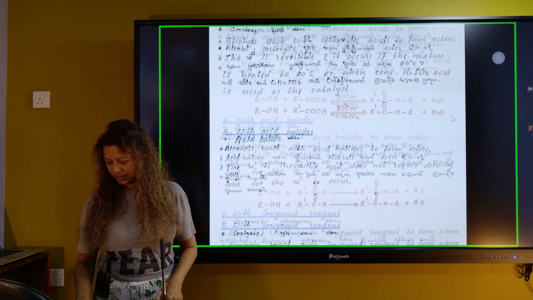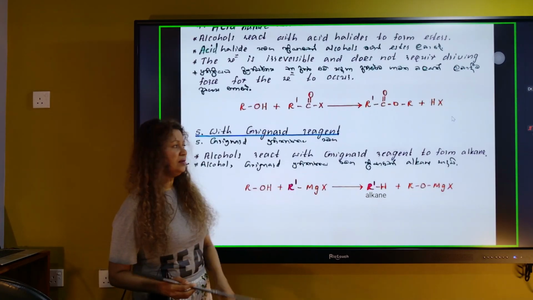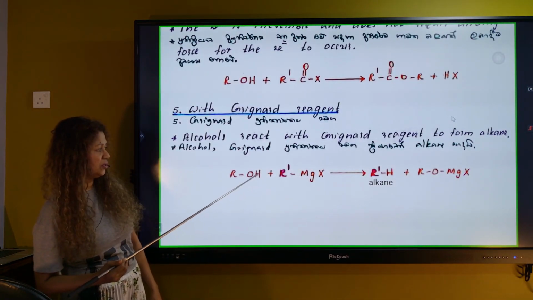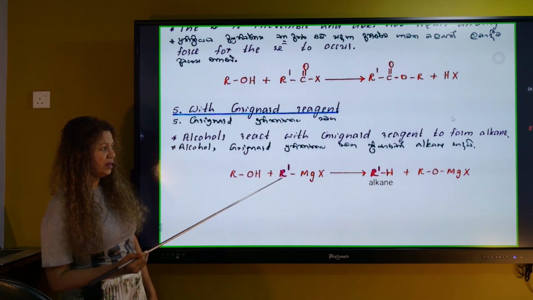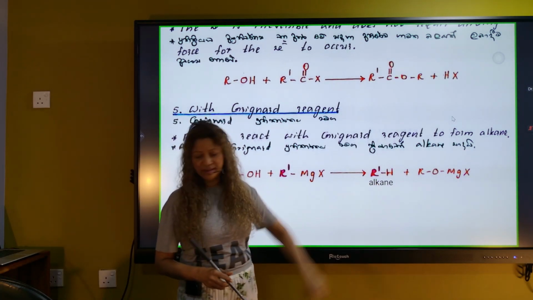And then the next one is Grignard. In the Grignard reaction, alcohols are acting as proton donors. With Grignard reagent RMgX, they are making alkanes.